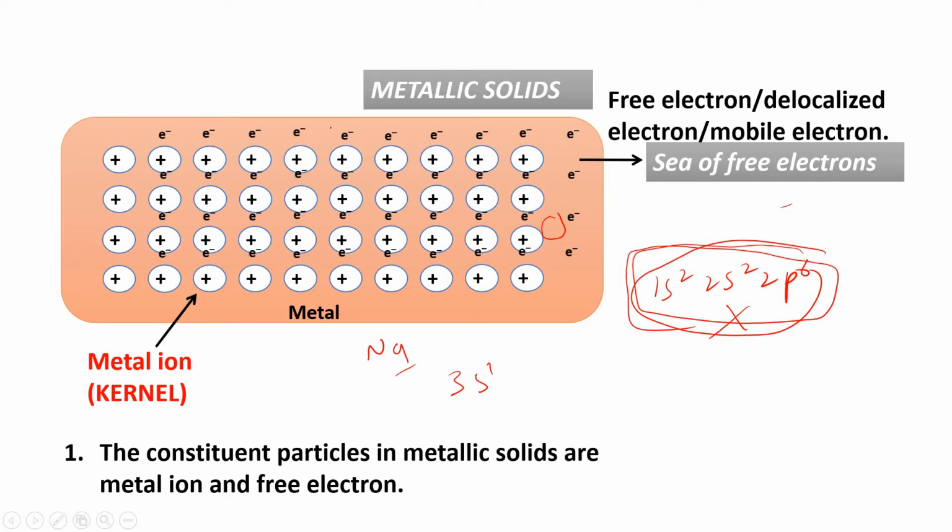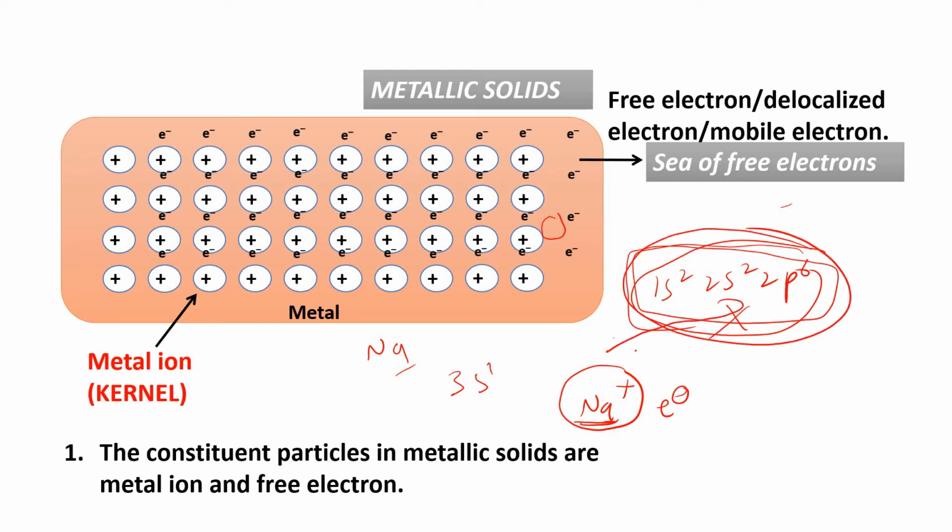What are the constituent particles for NaCl? Na plus and Cl minus. For metals, what should be the constituent particles? Na plus and electron. Na plus comes under 1s2, 2s2, 2p6, and this electron comes under 3s1. So one constituent particle is this electron, and one more constituent particle is called what? Kernel. Kernel contains what? Everything except this electron. Everything you are calling kernel only.